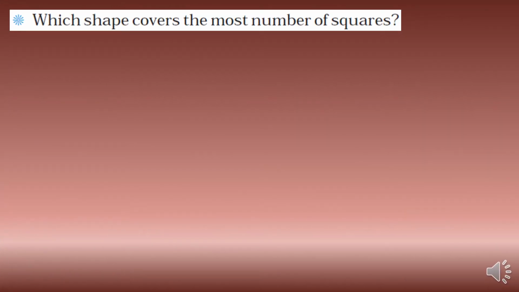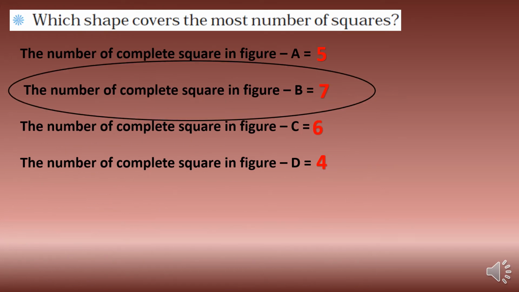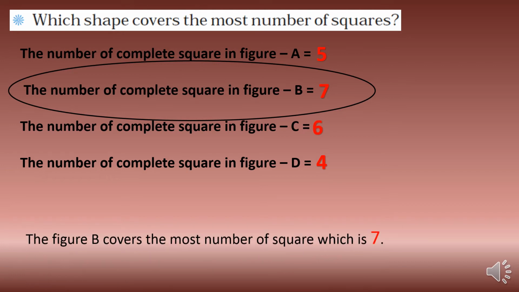Which shape covers the most number of squares? So here you can see figure B has 7 squares, which is most. So the figure B covers the most number of squares, which is 7.